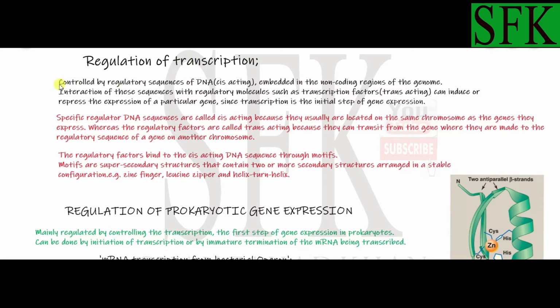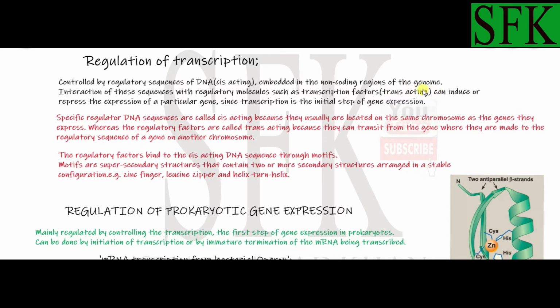This transcription is controlled by regulatory sequences of DNA. They are called cis-acting elements of the DNA, which are embedded in the non-coding regions of the genome. The interaction of these sequences with regulatory molecules, such as the transcription factors, which are trans-acting. We are going to talk about why the DNA sequences are called cis-acting, and why these transcription factors are called trans-acting, in a bit.